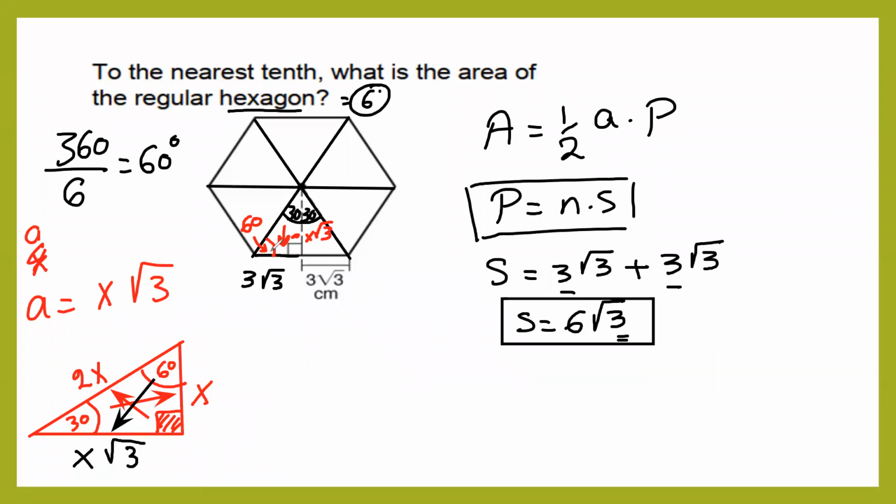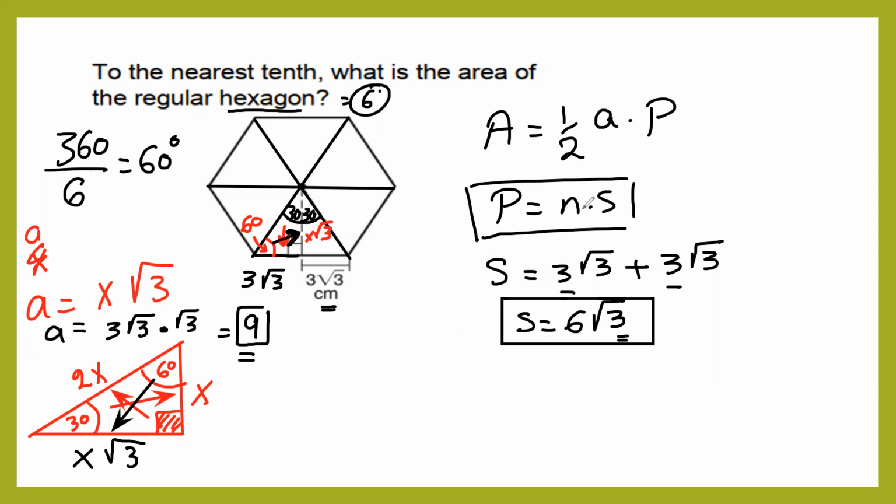Yes, so because my apothem now is opposite to 60, it is x square root of 3, while x I have, which is 3 square root of 3, times square root of 3. Square root of 3 times square root of 3 is 3. So the apothem in this case is finally 9.